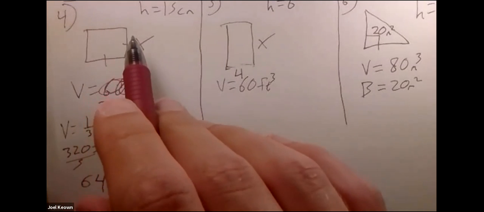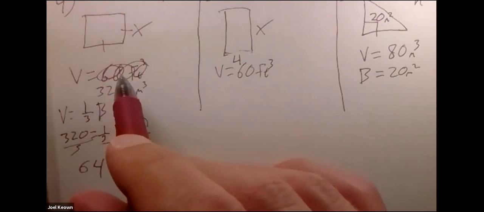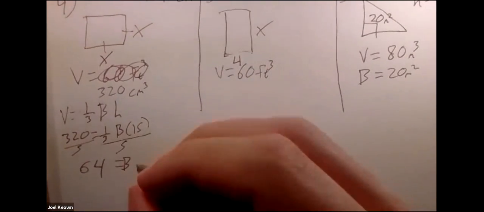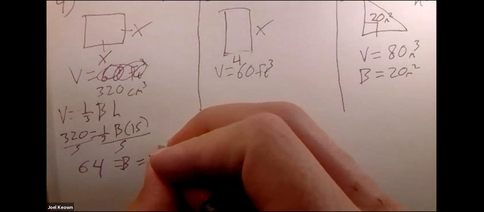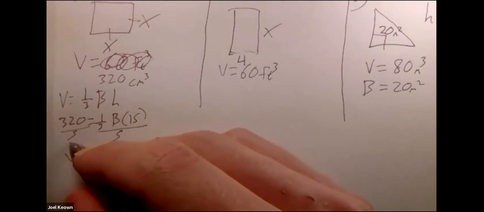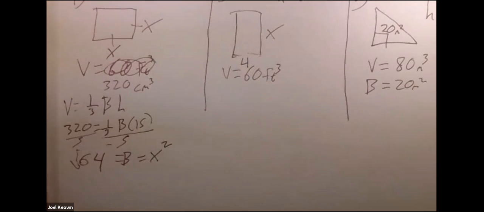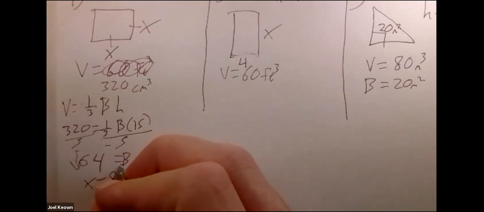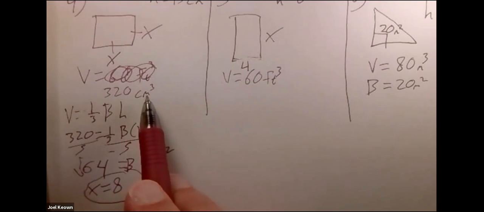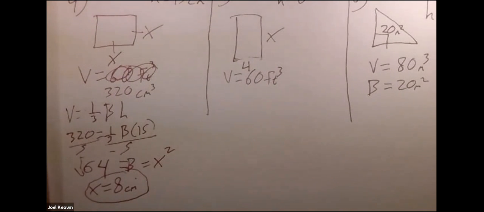Now x, they're asking me for one side of my square. Well, to find out what x is, I know that this right here is x, this right here is also x. So that 64 is equal to x times x, or x squared. So to find out what x is, I just take the square root of 64. The square root of 64 is 8. Because my volume's in cubic centimeters, I know that x is going to be in centimeters.